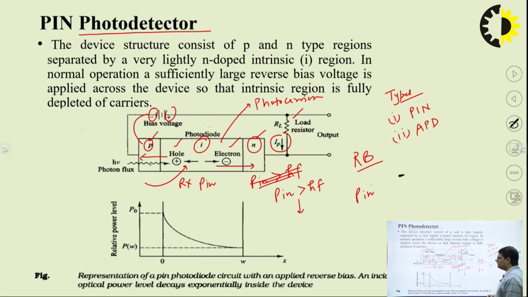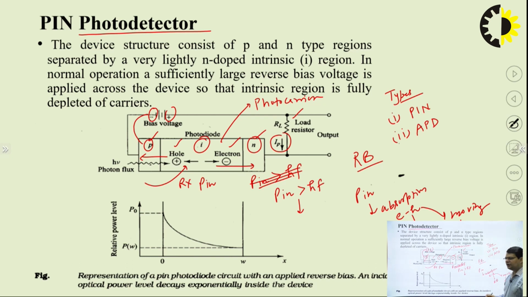optical power P in is incident over the I layer, because of absorption, an electron hole pair is generated, and under reverse bias these start moving and these result in the photocurrent IP.